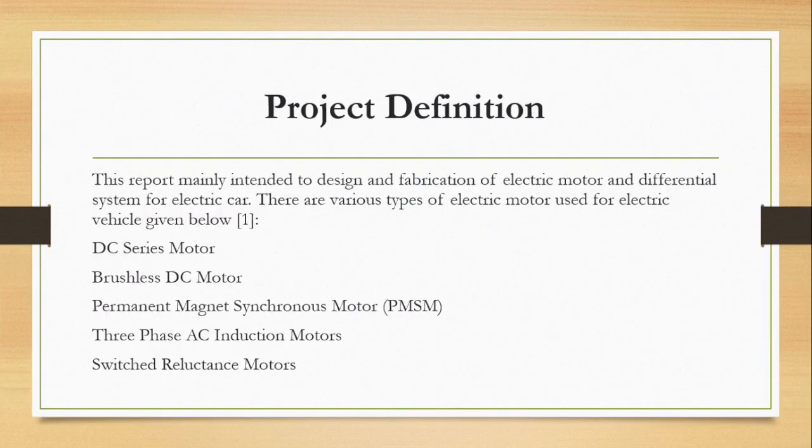I will start by talking about the project definition. The report focuses on the design and fabrication of electric motor and differential systems for the electric car. The electric motor is the heart of the electric car, which gets its power from the controller, and the controller gets its power from the battery. The electric motor drives the car with low voltages. It also replaces the combustion engine, which is emission-free automotive. There are various types of electric motor used for electric vehicles, such as the DC series motor, brushless DC motor, and so on.